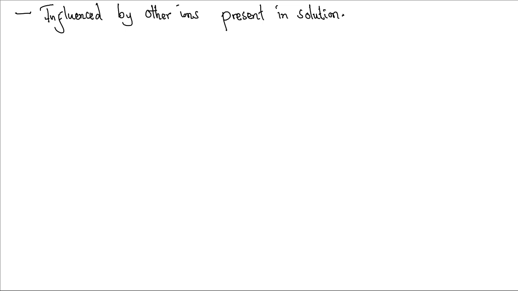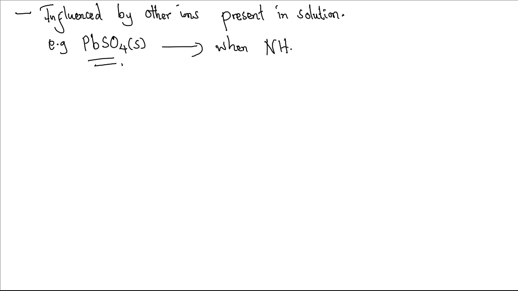For example, the enthalpy of precipitation of lead 2 sulfate, that is in the equation above, is not necessarily the same as the enthalpy of precipitation of the precipitate that would be produced when there is use of ammonium sulfate instead of sodium sulfate.